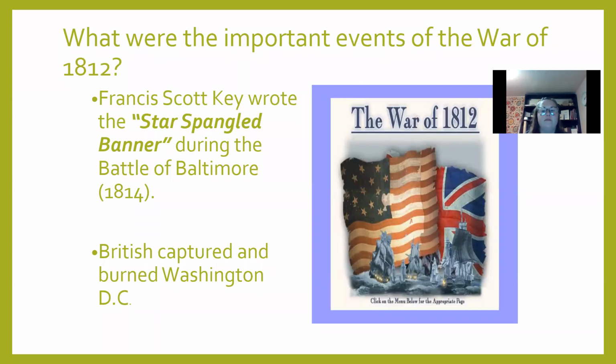So what were the important events of the War of 1812? Well, Francis Scott Key wrote the Star-Spangled Banner during the Battle of Baltimore in 1814. The British captured and burned Washington, D.C. So the two sides fought for several years. At the end of the war, the British marched onto D.C. and set the White House on fire. General Andrew Jackson became a hero, defeating the British at New Orleans. And in addition to this, African-American soldiers contributed heavily to the war.